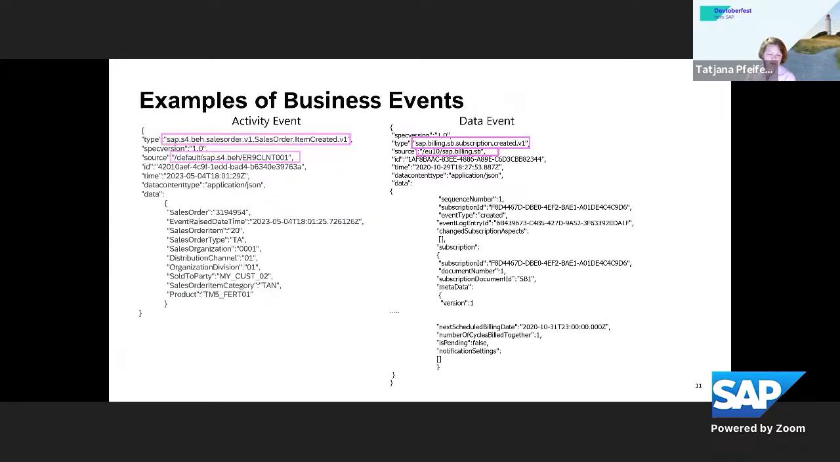We distinguish between two main types of business events: activity events and data events. An activity event you see on the left-hand side. It contains a minimal set of data, and it only shows what has happened and where it has happened. Whereas a data event, like you see on the right-hand side, contains the entire changed or new object, eliminating the need for the receiver to request additional data from the sender.